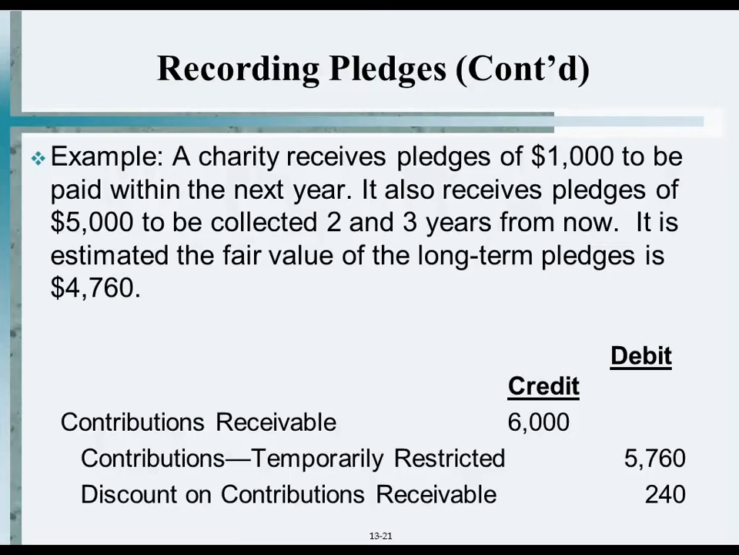240 is the discount. What do you do with this account anyway? This is easy, right? This is your revenue, right? What do you do with this? You amortize it over the life of the pledge. So what happens is you debit this account now, and each year you amortize what? A portion of it to revenue. That's what happens here. Does everyone understand this?